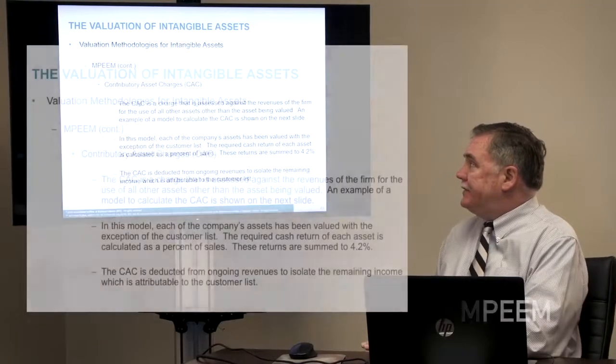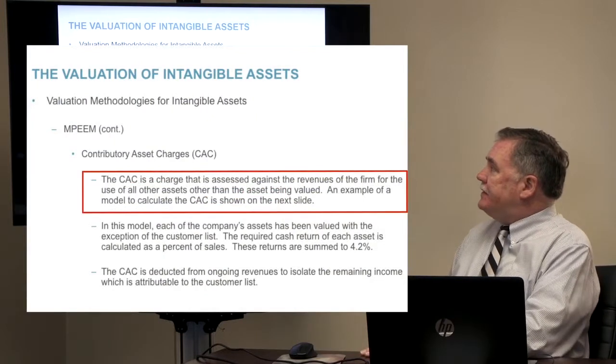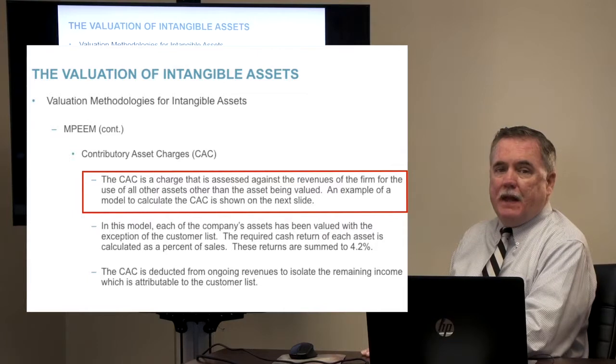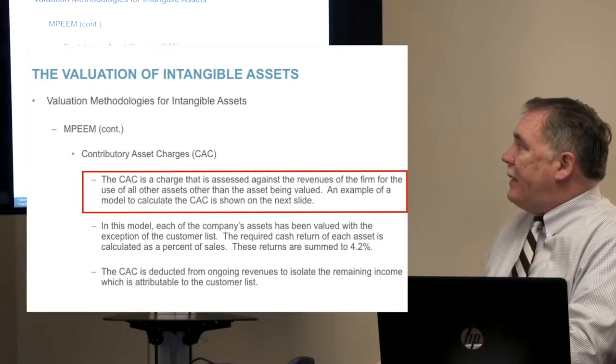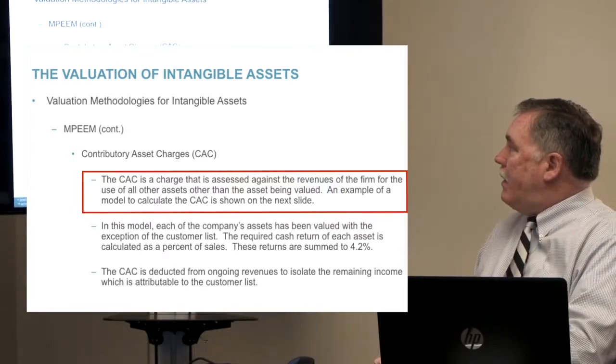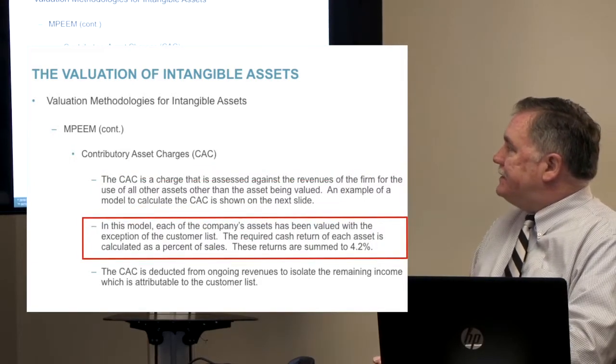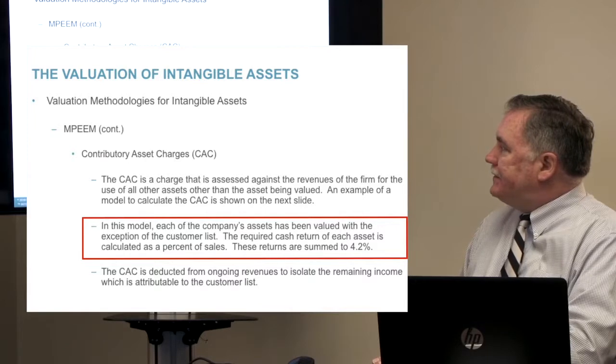CAC, or contributory asset charge, is a charge that is assessed against the revenues of the firm for the use of all other assets other than the asset being valued. An example of a model to calculate the CAC is shown on the next slide. In the following model, each of the company's assets has been valued with the exception of the customer list.